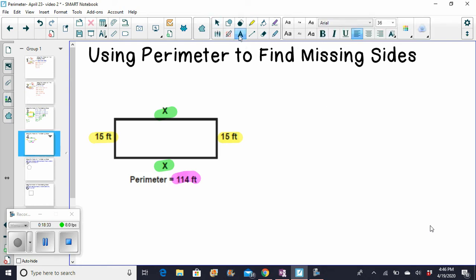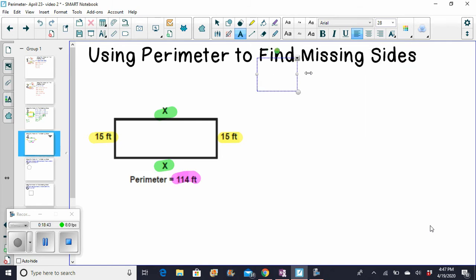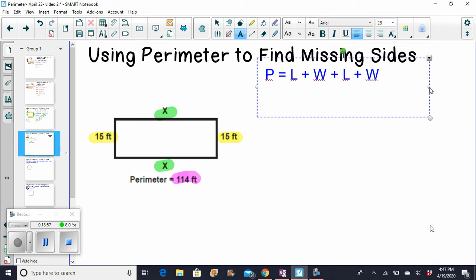All right, what am I going to start with? What do I need to do first? If you said that the first thing I need to do is write out my formula, you would be correct. I need to keep in mind that formula: P equals length plus width plus length plus width. Step number 2, I'm going to replace those letters with the values that I know.